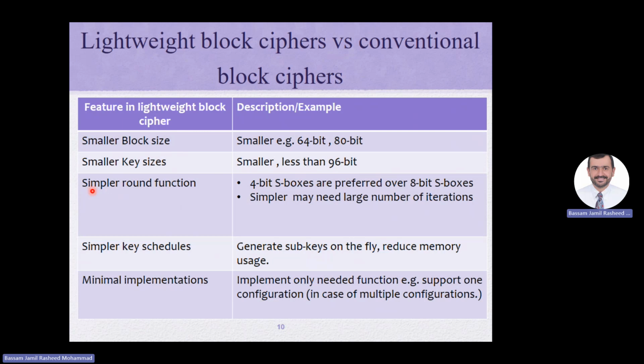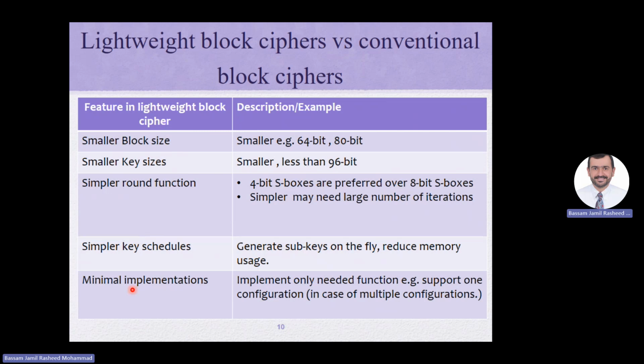Simpler round function in lightweight block ciphers compared to conventional block ciphers: they are smaller in the sense that we use smaller S-boxes and a smaller number of nonlinear functions. But some of them, because they really implement very simple round functions, tend to increase the number of iterations in these lightweight ciphers. Simpler key schedules: some of the lightweight ciphers schedule keys on the fly. That would reduce the memory usage, since we don't need memory to store these subkeys.